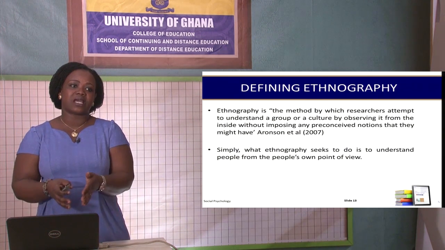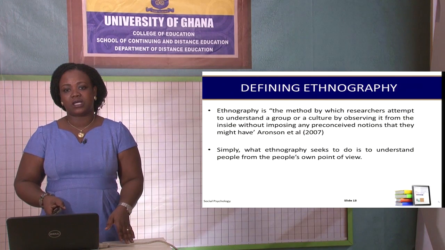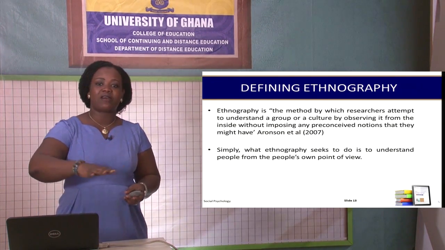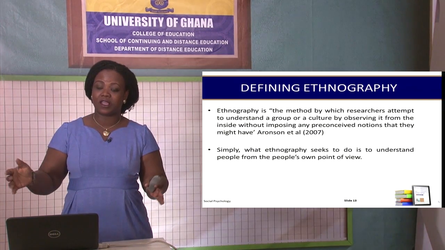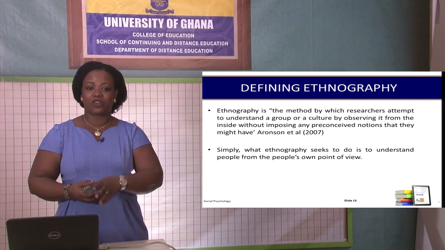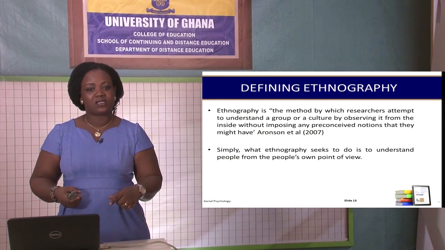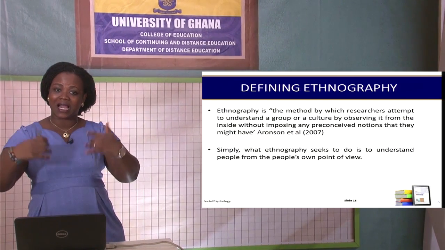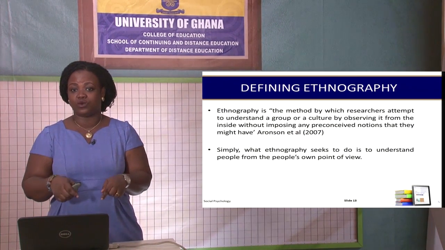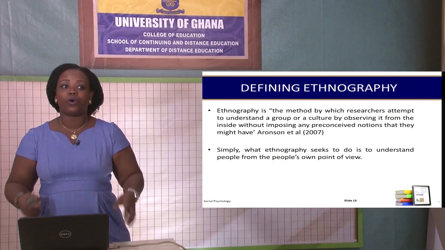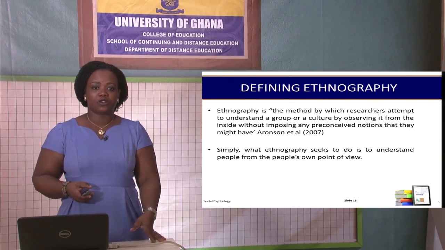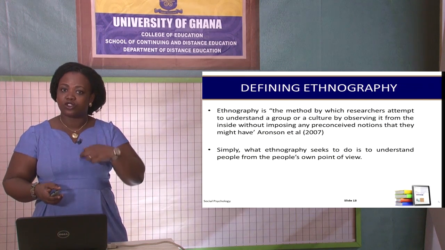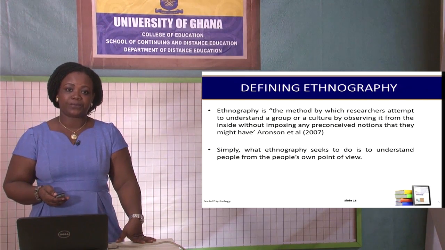So for instance, you may decide to go and live among the Krobos as a researcher for 6 months, 9 months, 1 year, to observe how they perform their depot rites from the people's point of view. So you're asking them questions. Why do you do this at this point? Why do the girls have to do this or not have to do that? And it is their account, it's their description of the situation that you report and not your own perception of the situation. So we say ethnography wants to understand people from their own point of view and not your point of view as a researcher.